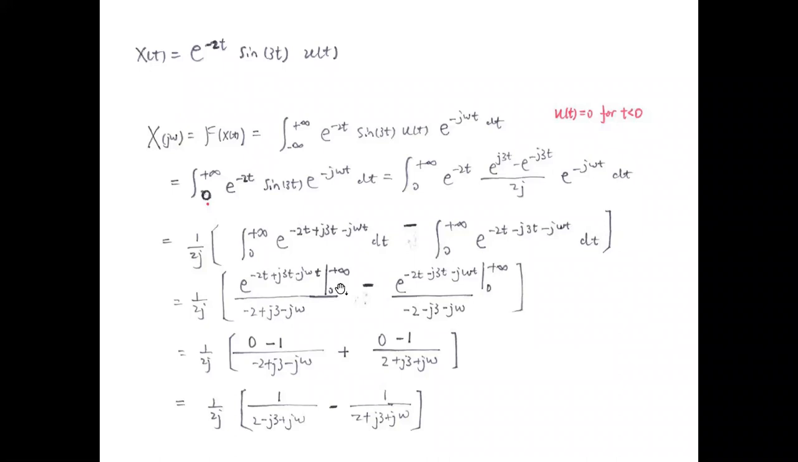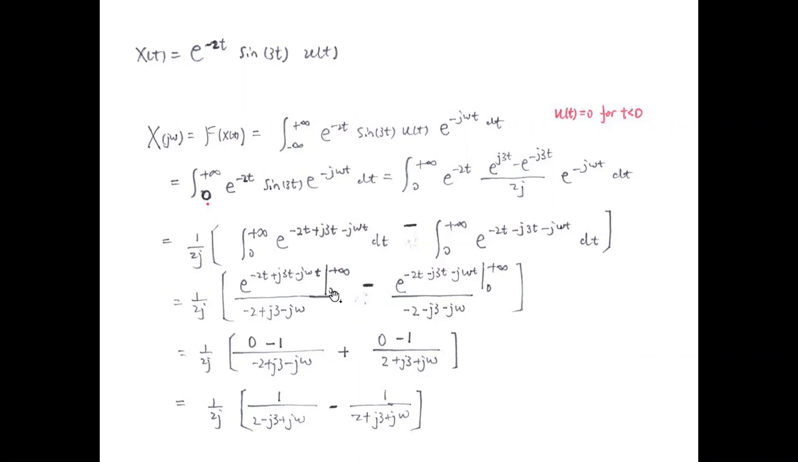It takes the difference between the lower and upper limit of the integral. And the same thing for the second term. Only difference is that we change from plus j3 to minus j3. Okay. So to calculate the exponential when t is plus infinity, we've seen it in the example last chapter, only look at the magnitude of this exponential. The j3t, j omega t terms affect the phase angle of this exponential. And the magnitude is only affected by the first term, exponential minus 2t. So when t goes to plus infinity, the magnitude or the modulus of this complex number shrinks to zero. Therefore, the entire number goes to zero.